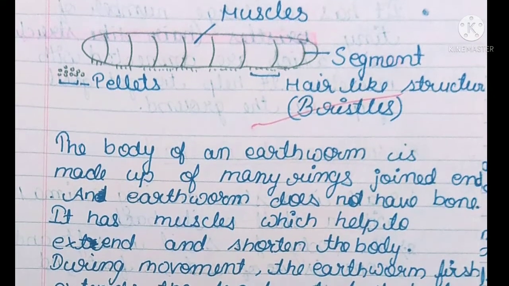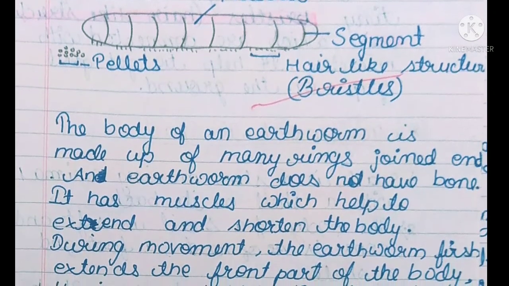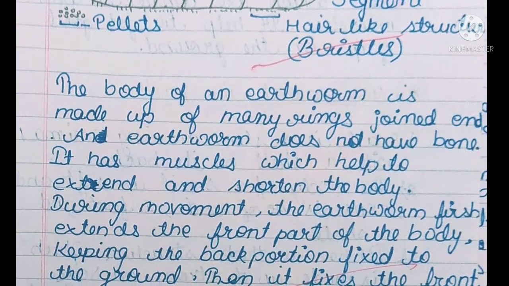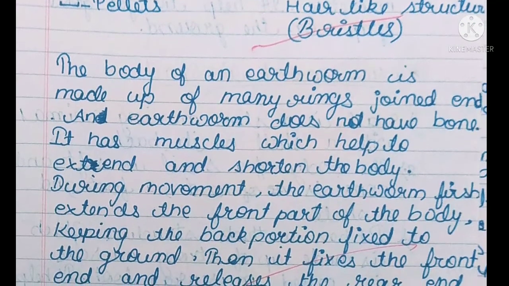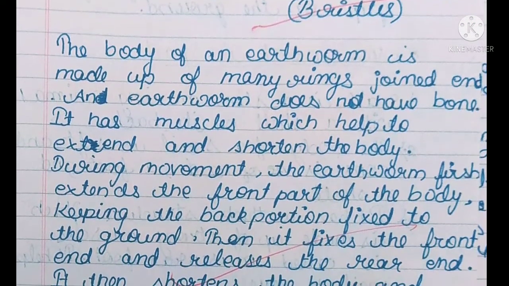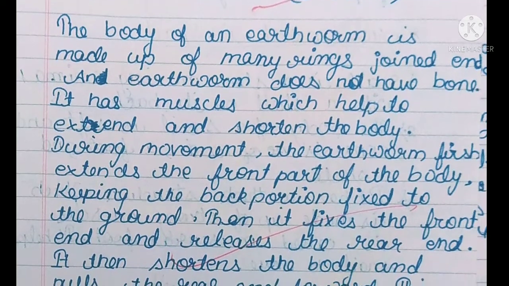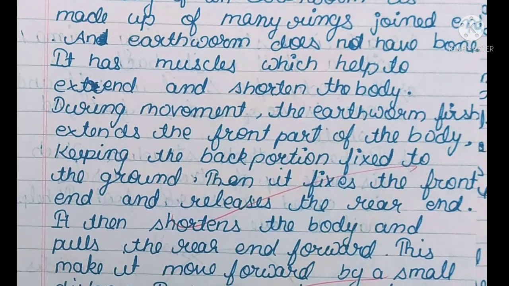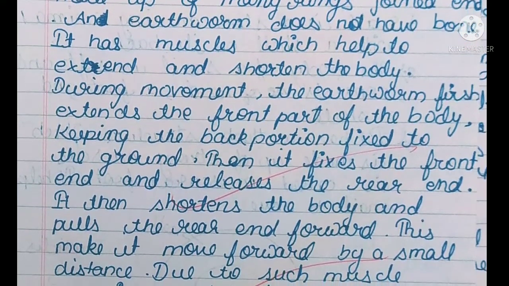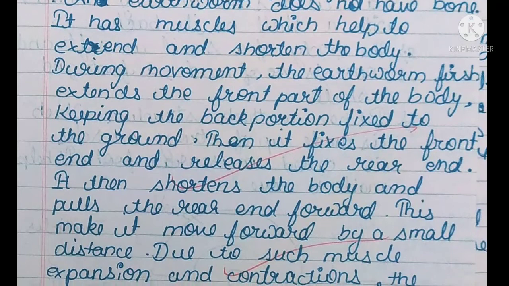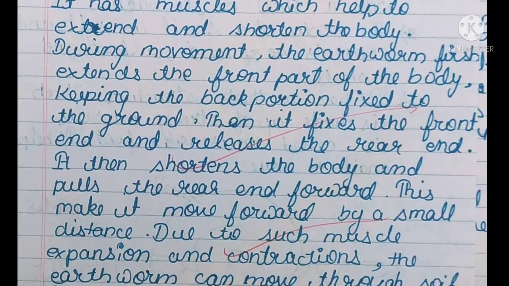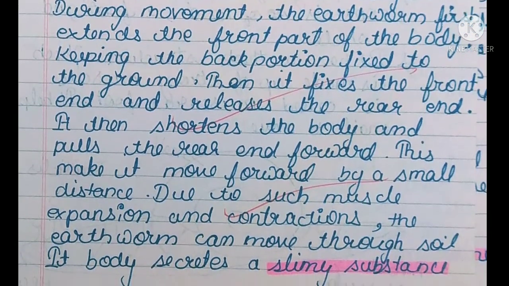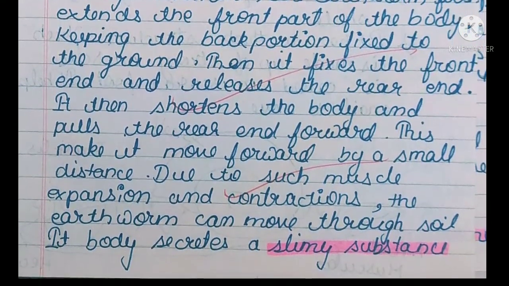During movement, the earthworm fixes the rear end, extends the front part of the body, keeping the back portion fixed to the ground. Then it fixes the front part and releases the rear end. It then shortens the body and pulls the rear end forward. This makes it move forward by a small distance. Due to such muscle expansion and contraction, the earthworm can move through soil. Its body secretes a slimy substance.